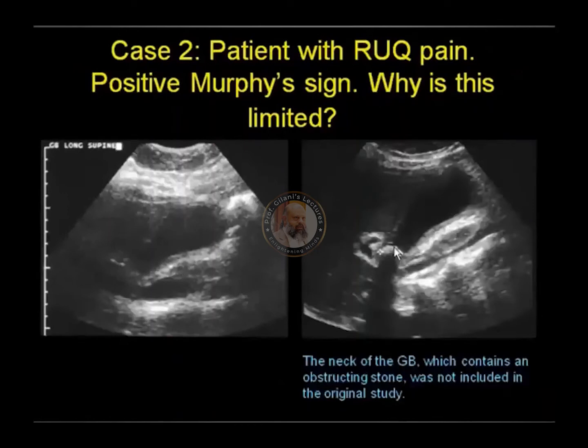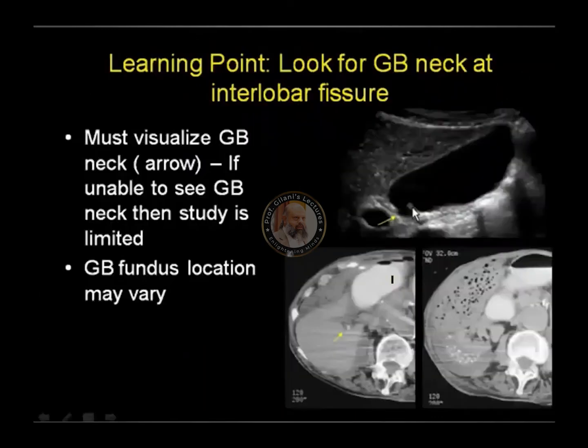Then this is another case with right upper quadrant pain and a positive Murphy's sign. Here you can see that with one frequency, 3 megahertz, it was not visible. And here you can see in the neck of the gallbladder, there is a stone. Same patient, same posture, the supine position, and you were missing it because of the frequency difference. The appropriate frequency of the transducer was not being used. So always look at the neck.